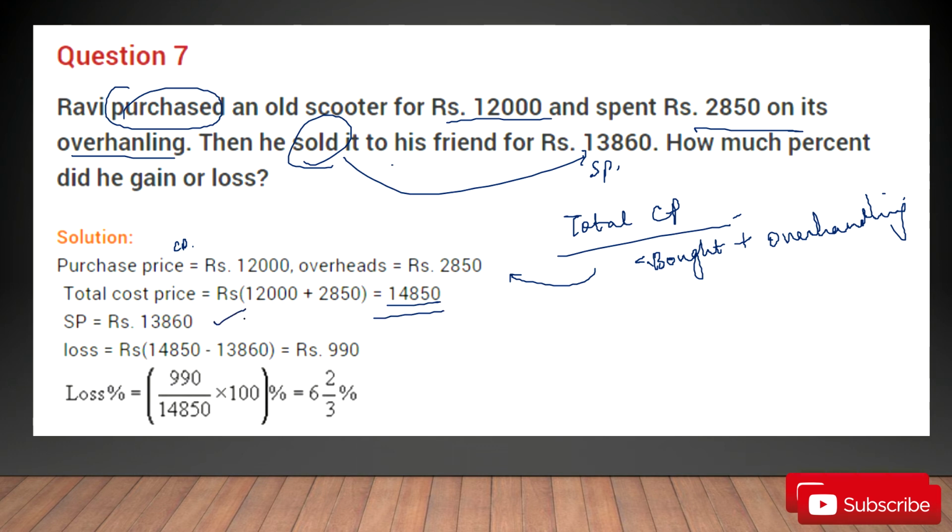But selling price is this much. ऑब्वियसली इसको लॉस हो गया बिकॉज़ कॉस्ट प्राइस हमारी ज़्यादा है सेलिंग प्राइस से. ठीक है, सो it is a loss. राइट, लॉस हो गया. कितने परसेंटेज का लॉस हुआ? 62/3% is the loss.